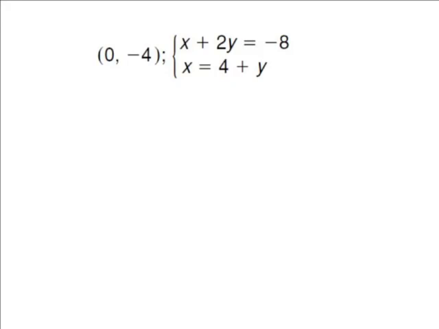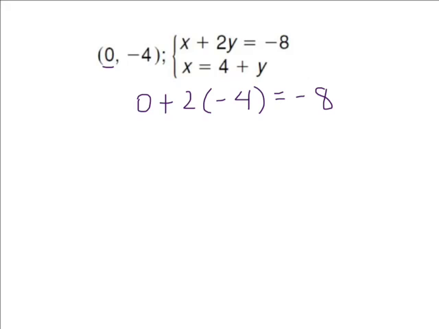So, let's talk about this guy right here. (0, -4). Is this a solution for the system? What we do is everywhere we see an x, we've got to plug in a 0. Everywhere we see a y, we're going to plug in a -4. So we're just testing this top one first.